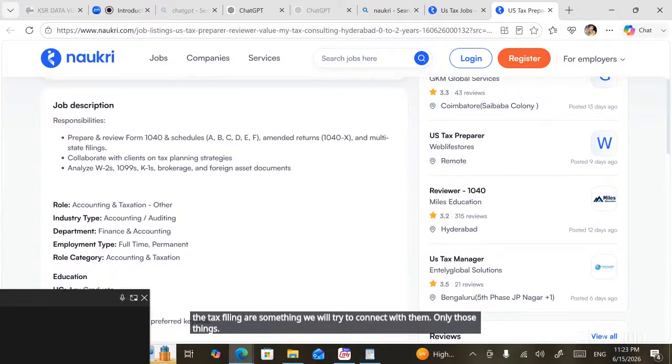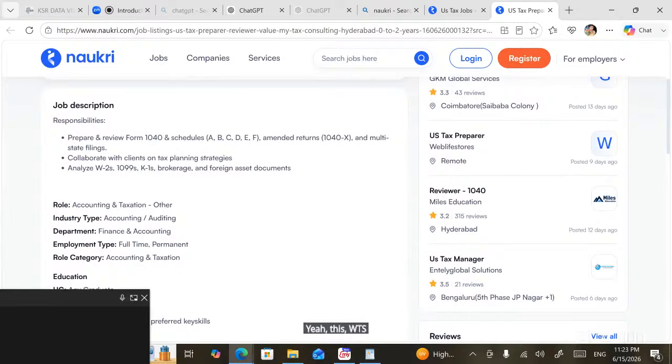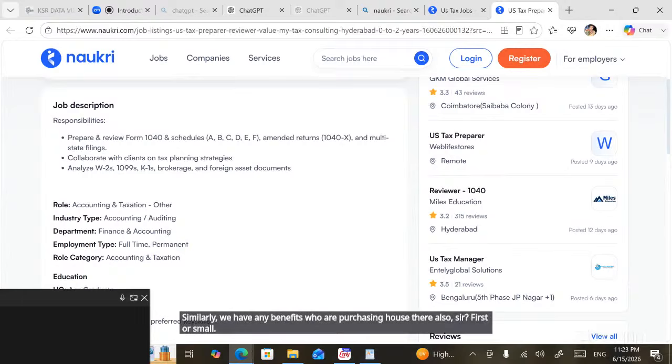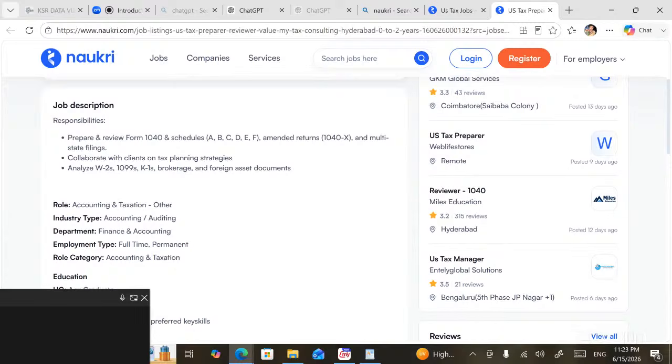Yeah, this W2, you remember, right? Today we discussed this topic. That's beneficial, right, sir? Yes, sir. Similarly, do we have any benefits for those purchasing a house there also, sir? First house, no. Sale only. On sale, they can get it. And interest will be on the loan taken for purchase of the house.